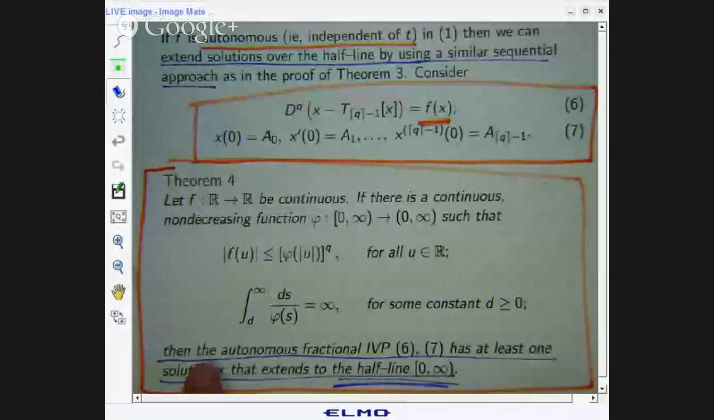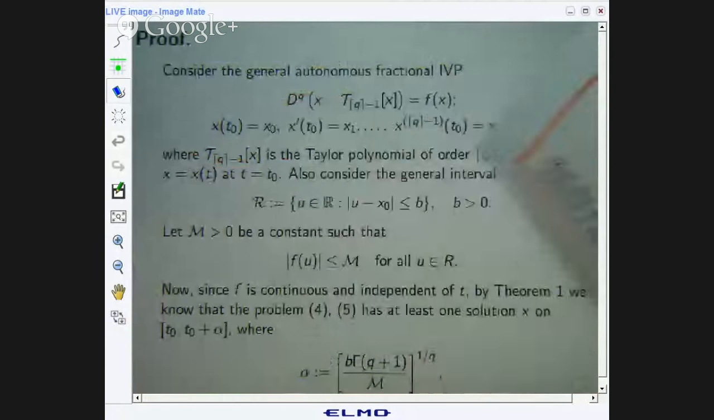Okay, so similar result, but the conclusion is stronger because you get the solution being extended to the whole half line, not just a compact interval, a whole half line. But on the other hand, f's autonomous. Okay, so how does that work? All right, so here's a conclusion. Let's just step through the proof a little bit quickly for this.